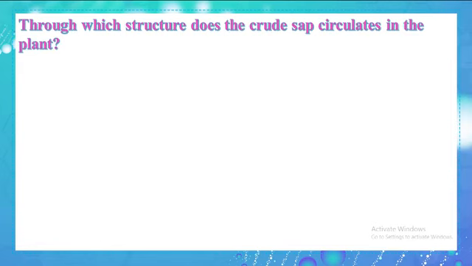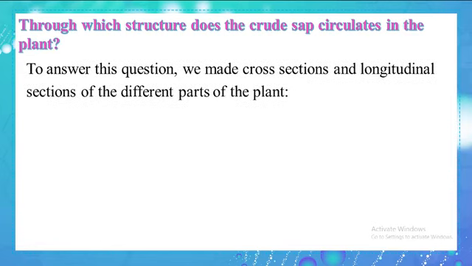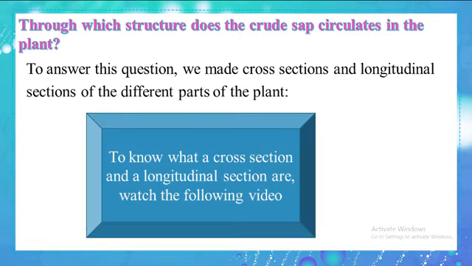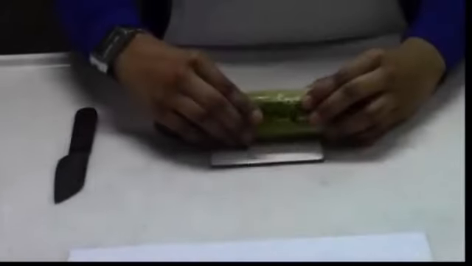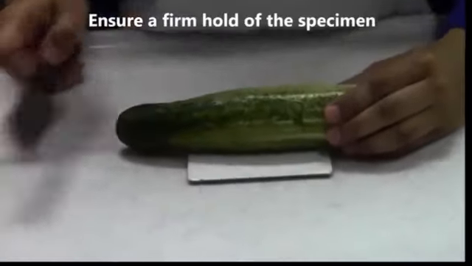Through which structure does the crude sap circulate in the plant? To answer this question, we made cross-sections and longitudinal sections of the different parts of the plant. To know what a cross-section and a longitudinal section are, watch the following video. Here, pay attention. A transverse section is the same as a cross-section.